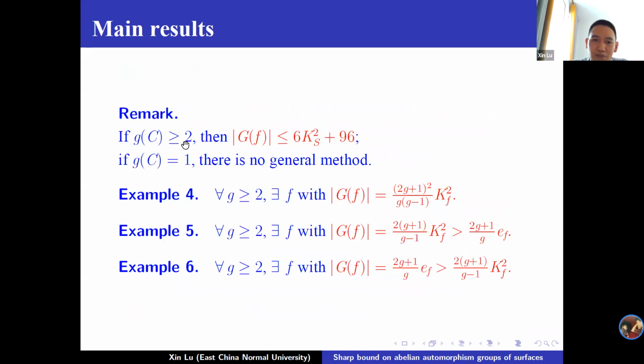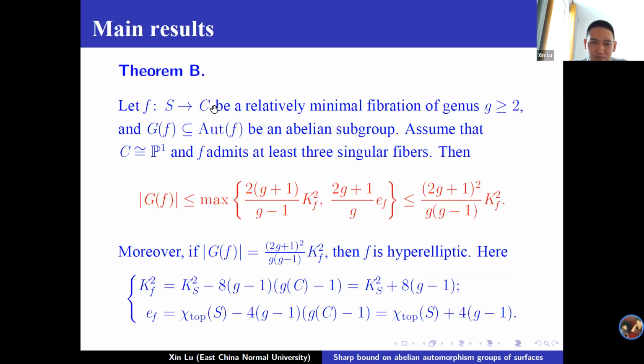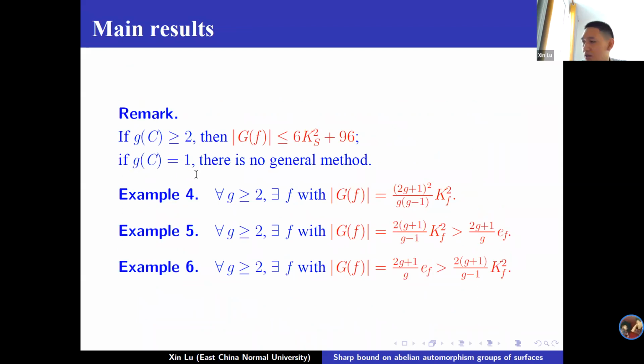And if moreover the base curve is also of genus at least 2, then it is easy to get an upper bound. But when the base curve is P1 or an elliptic curve, it is not easy to get such an upper bound. Here, our result is for when the base curve C is the projective line, and if the base curve is the elliptic curve, as far as we know, there is no general method.